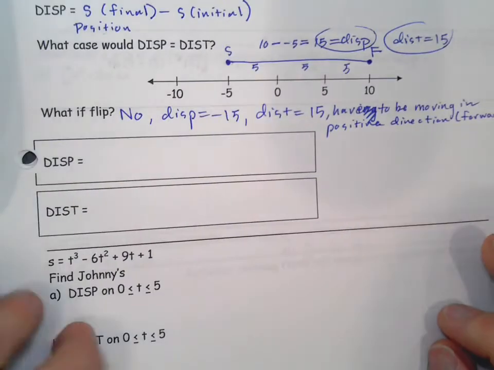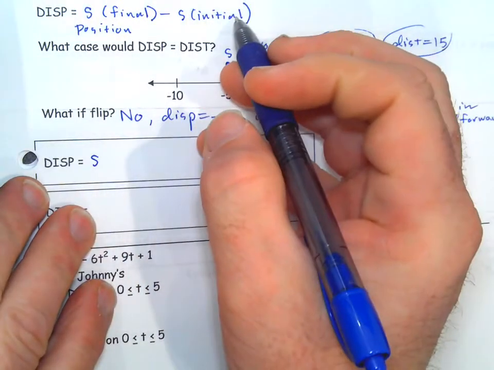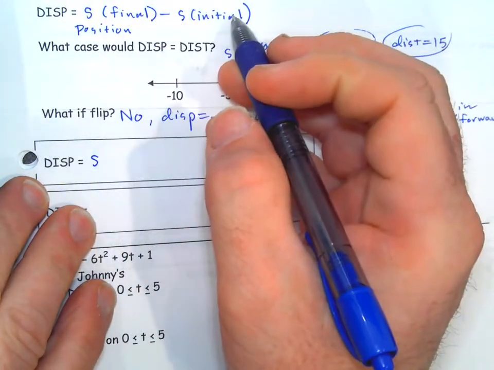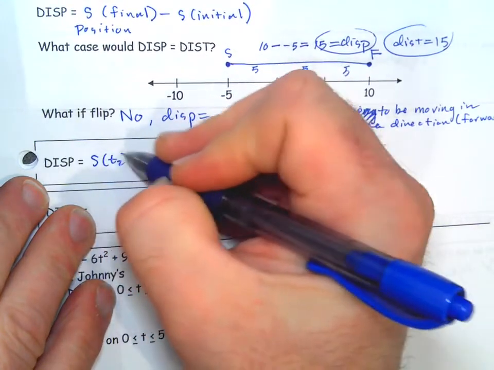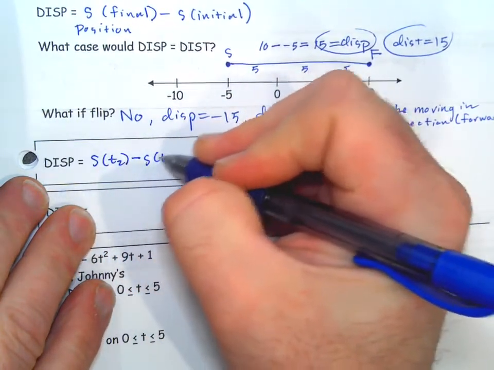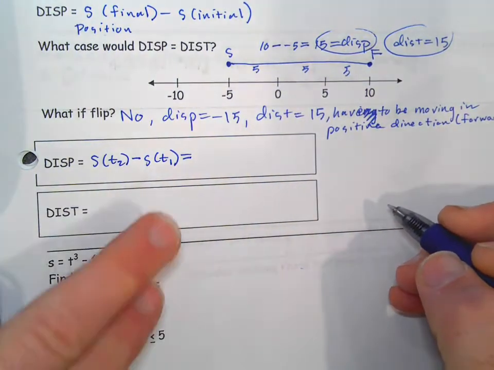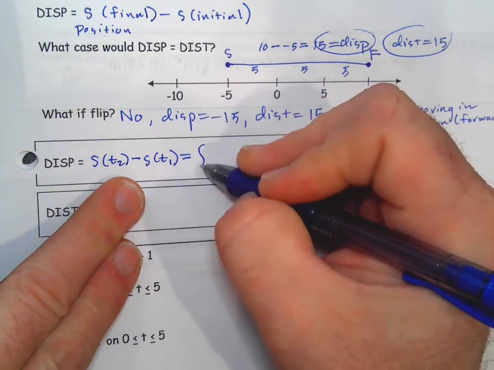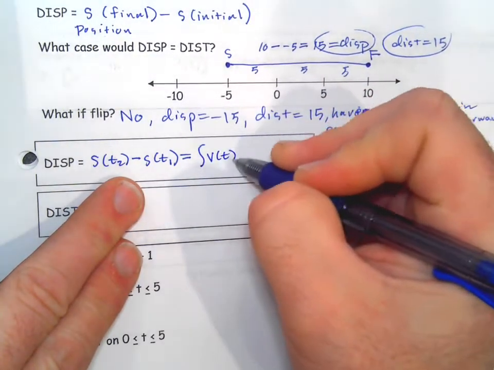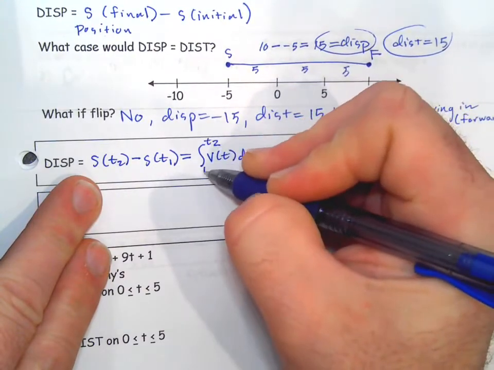Okay, let's see if we can start to finalize this more. Let's think of it, instead of final time, initial time, we'll say time 1 and time 2. So it's going to be position at time 2 minus position at time 1. Hopefully some of you are thinking that kind of makes me think of what we get when we integrate things. If we were to integrate velocity, we would get S, right? And then we'd plug time 2 in first and then minus time 1.